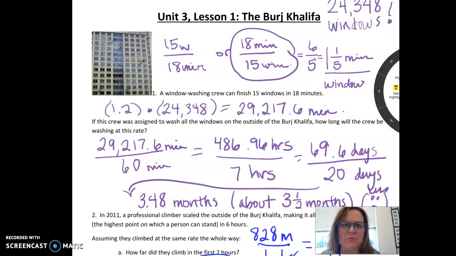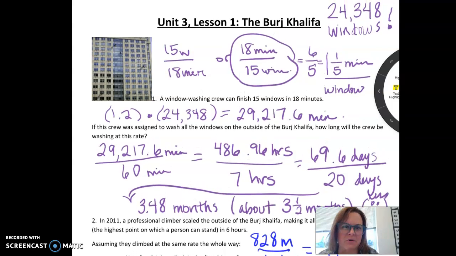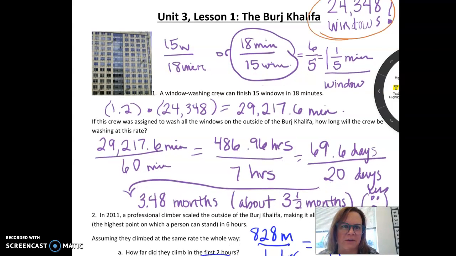I'm going to talk about Unit 3, Lesson 1. This is about the Burj Khalifa. It's a pretty cool problem, definitely gets complicated, and it's going to really help you to watch this correcting video. So first of all, I just want to talk about the fact that the Burj Khalifa has 24,348 windows. That's a lot of windows, and that's why it's a great problem for math class.